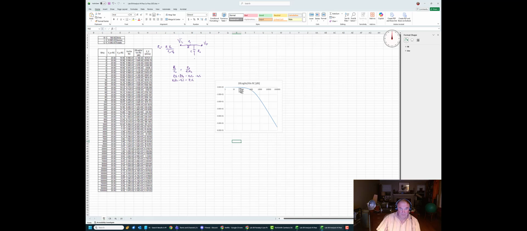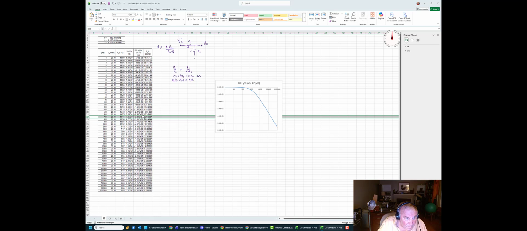And notice that it passes till about like 800, 900. We have to see if we can figure out where the 3 dB point is. Here it is, right here, minus 3.03, and it's close enough to government work. So at 700 hertz, this thing is now cutting off the input.